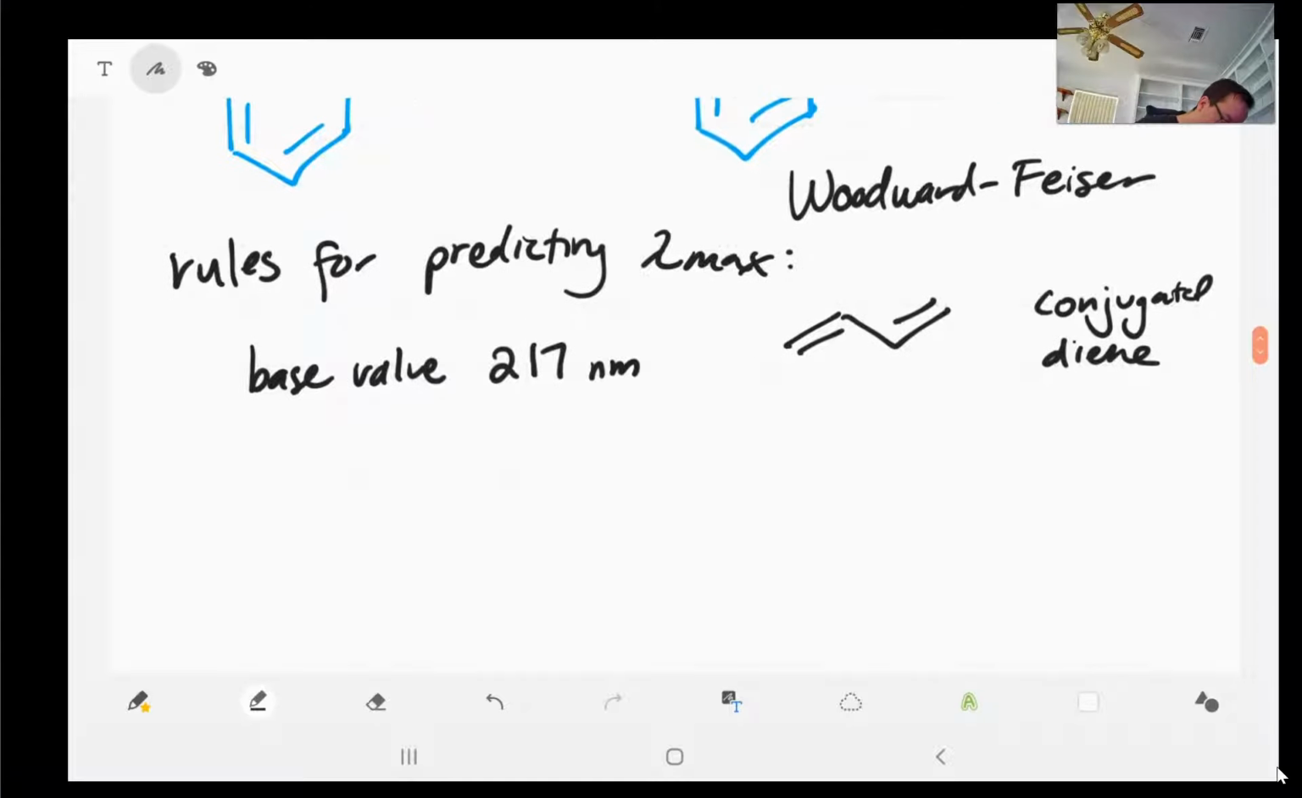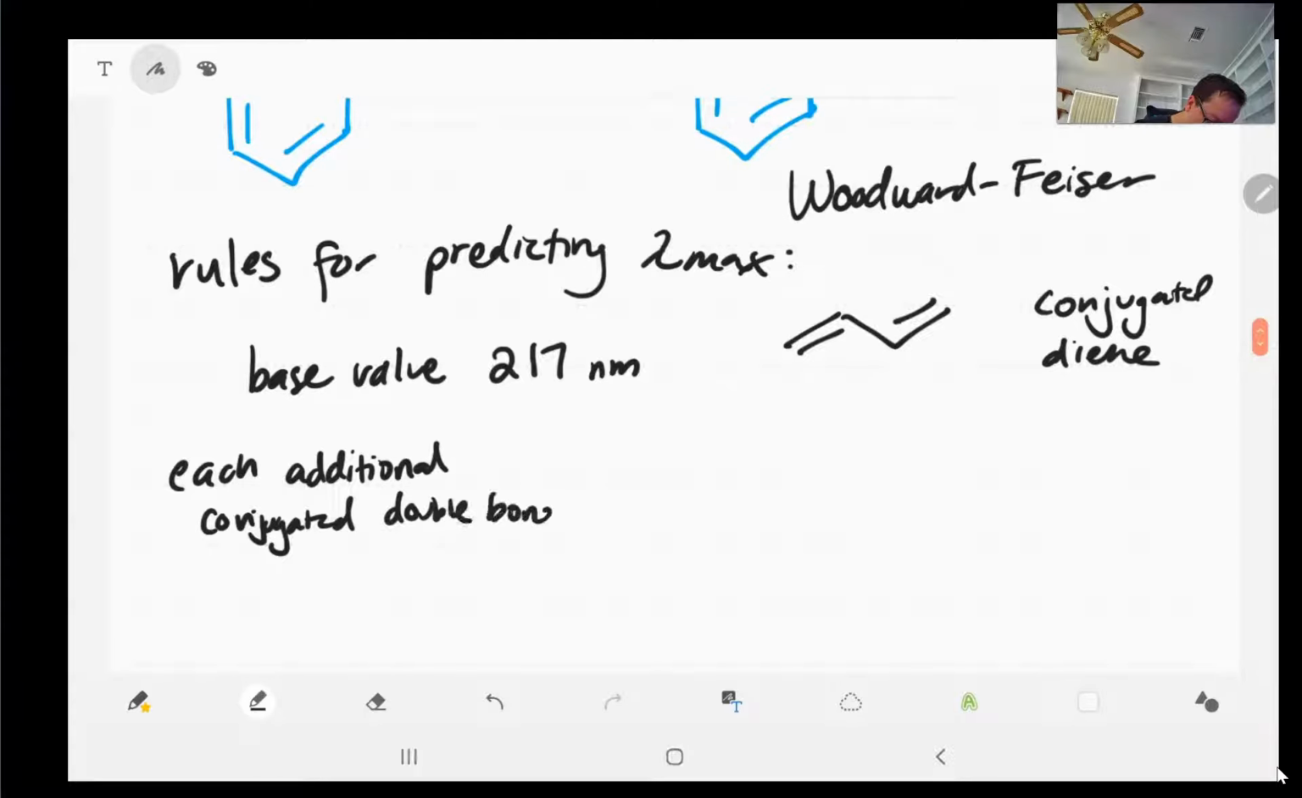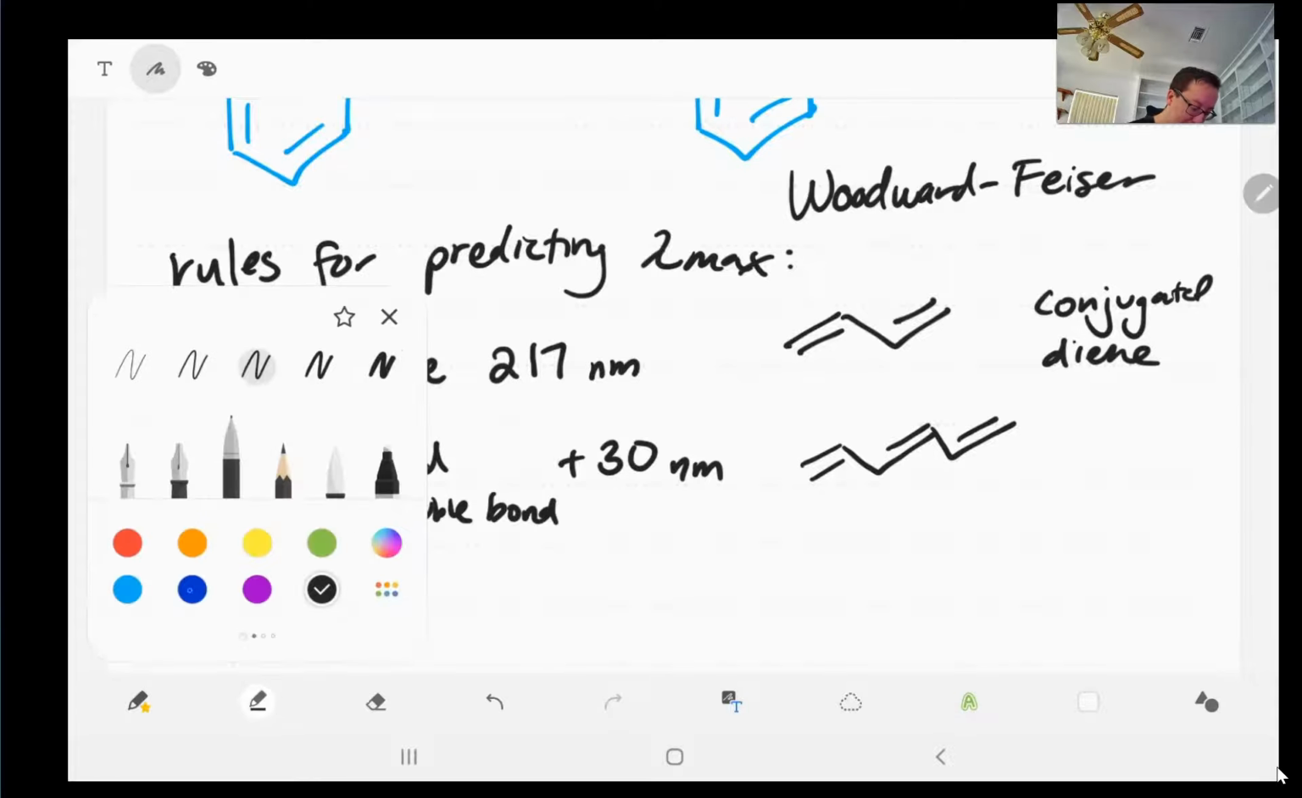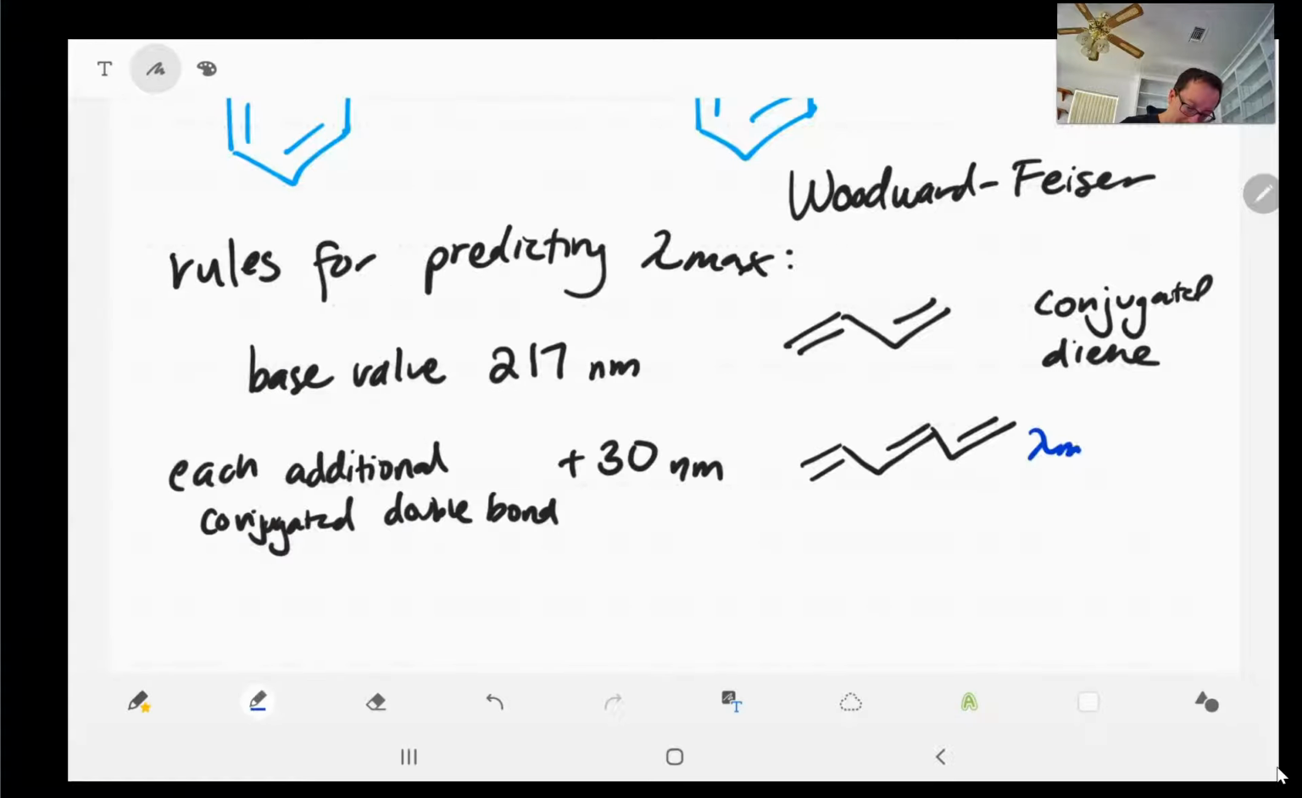Very exciting, right? Let's go ahead and throw more double bonds on. We're going to see each additional conjugated double bond gives us plus 30 nanometers. So every time we add an additional conjugated bond, we're looking at another 30. So this one we would expect to be at 247, right? We would expect 247 for this one.